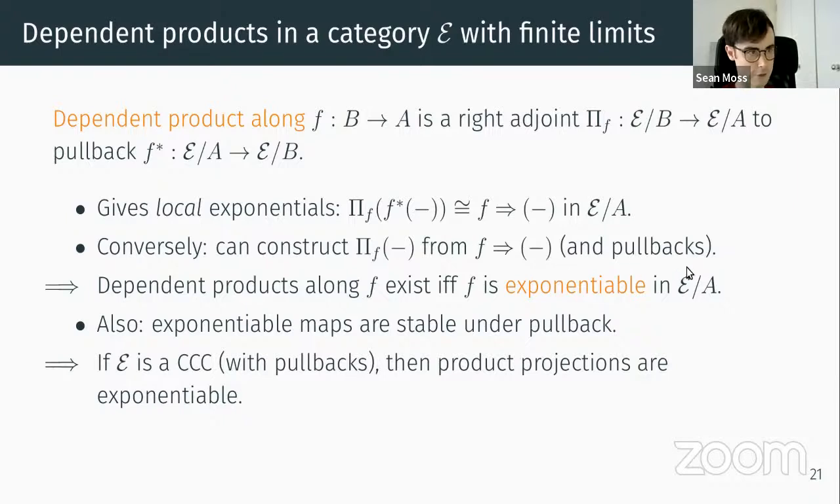But crucially, this requires that the category itself has pullbacks other than just pullbacks along F. So here to get the exponential, to get the local exponential from the pi, we only use pullback along F. But here to get the pi from the local exponential, we need to use pullbacks along other maps, right? So this becomes a bit problematic when we don't have all pullbacks in the ambient category.